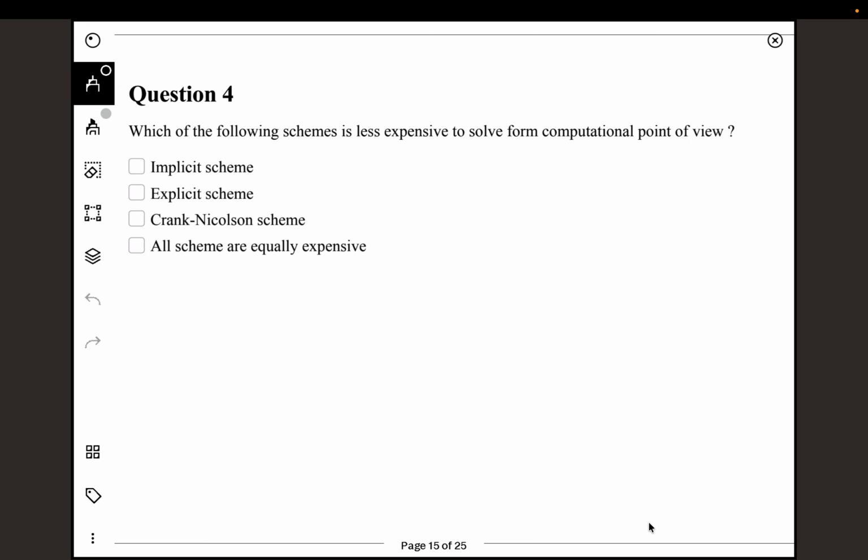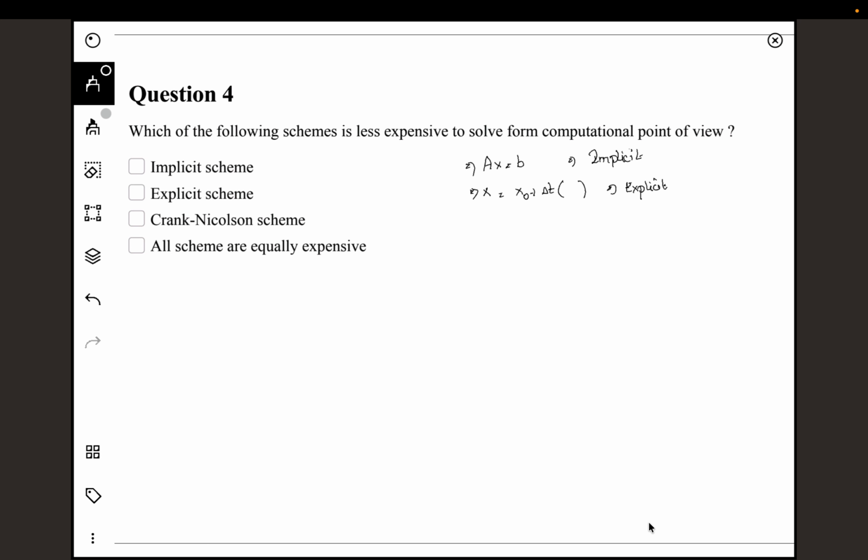Which of the following schemes is less expensive to solve from a computational point of view? Implicit, explicit, Crank-Nicolson, all schemes are equally expensive. What is the most computationally expensive step in each of these schemes? We are trying to solve a system of equations, say Ax equals b, or you are simply doing x equals x naught plus delta t times something. This we use for all explicit forms, and this we use for the implicit schemes. This involves solving a system of linear equations. This is just some arithmetic operation.